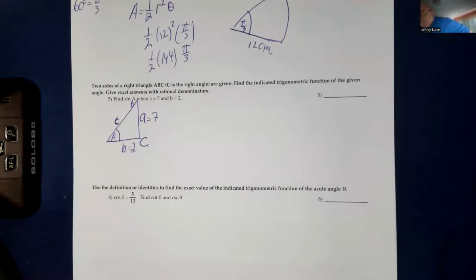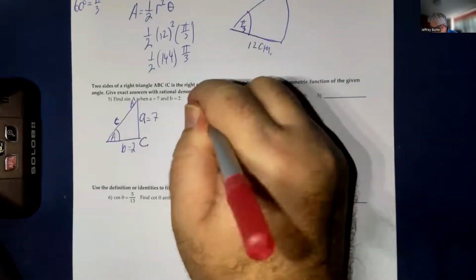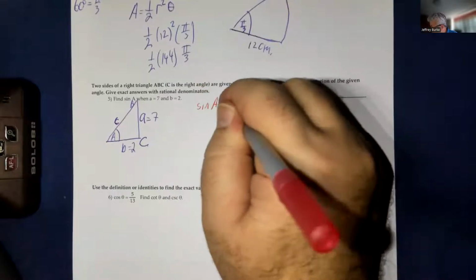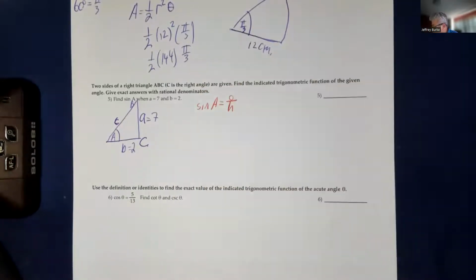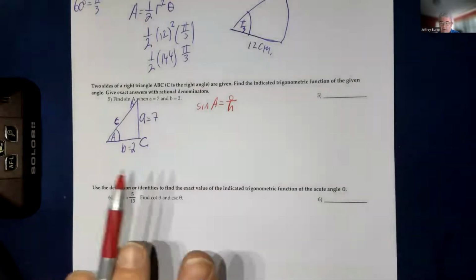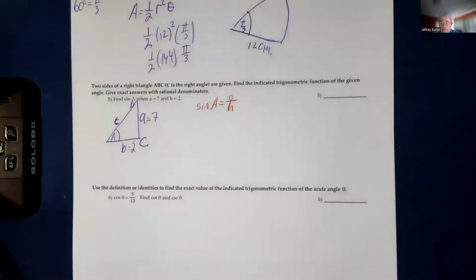All right, so we have this information here. It asks us for the sine of A. If it's asking for the sine of A, it wants the ratio of the opposite over the hypotenuse. So I'm going to write this in red here to distinguish the dimensions of the triangle and the layout of the triangle versus the trigonometric qualities of the triangle.